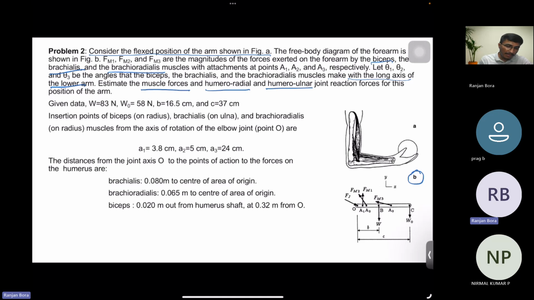So these are some given data: the weight of the arm is 83 Newton, and the person is holding a weight of 58 Newton on his hand. And these moment terms are given, B, C, and the insertion points of the muscles from the axis of rotation of the elbow joint are given, and the distances from the joint axis to the points of action of the forces on the humerus are given.